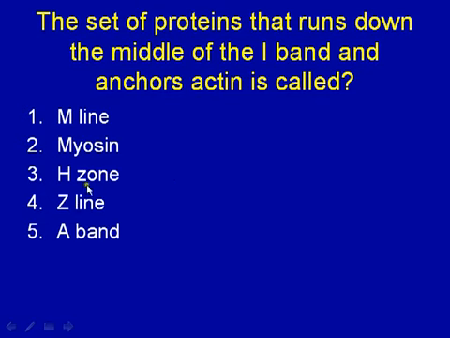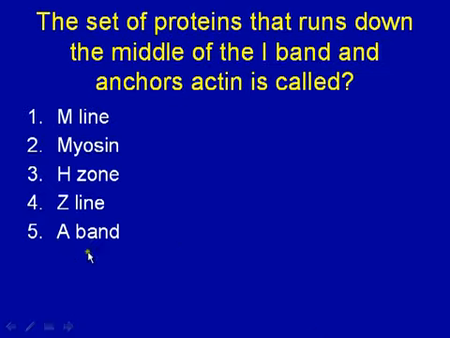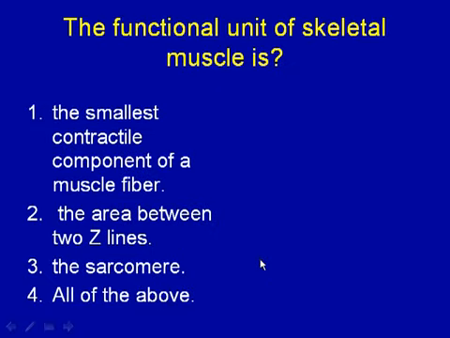How about Z line? Yep. So you've got this zigzag line here holding the light blue actins. And then the A band, no. The A band is a band, it's not anchoring anything. So sarcomere, remember that's the functional or contractile unit of the cell. It's the smallest contractile unit of the cell. And I already told you this, in between the Z lines, so we're good there.